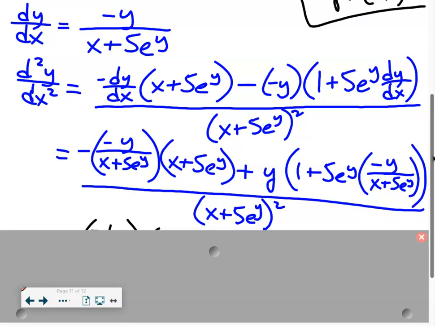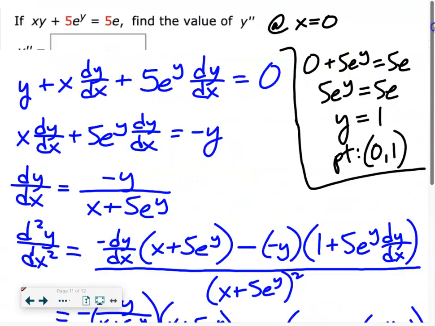Okay, so the question is, if I know x is 0, how do I find my y value? What do I use? The original function, right? That's how you get any y value: you plug your x into the original function. So when you plug in x to the original function, you get that equation.